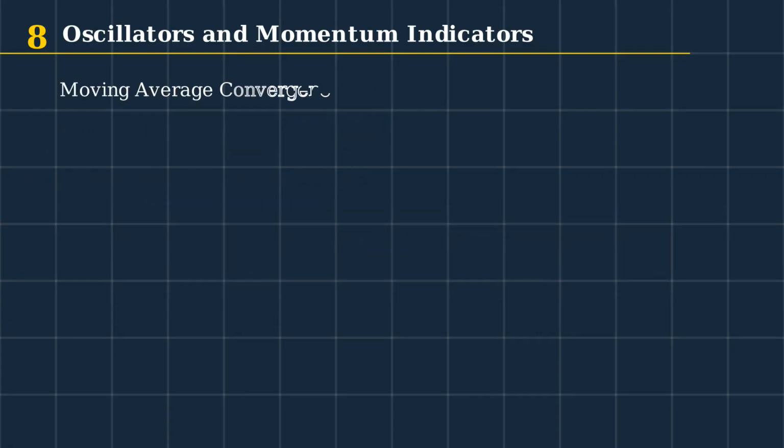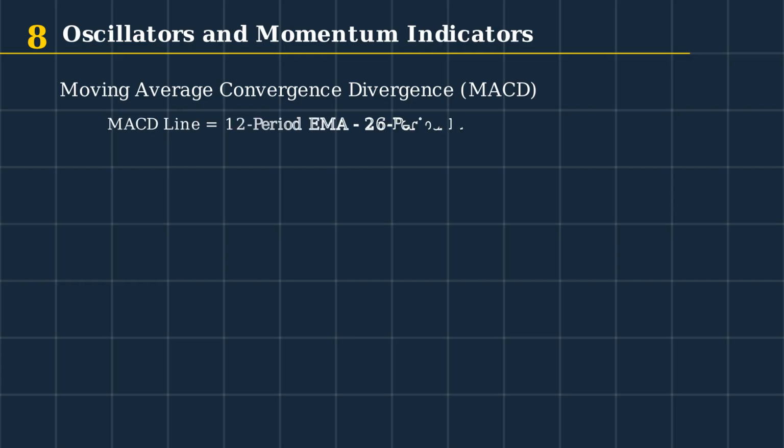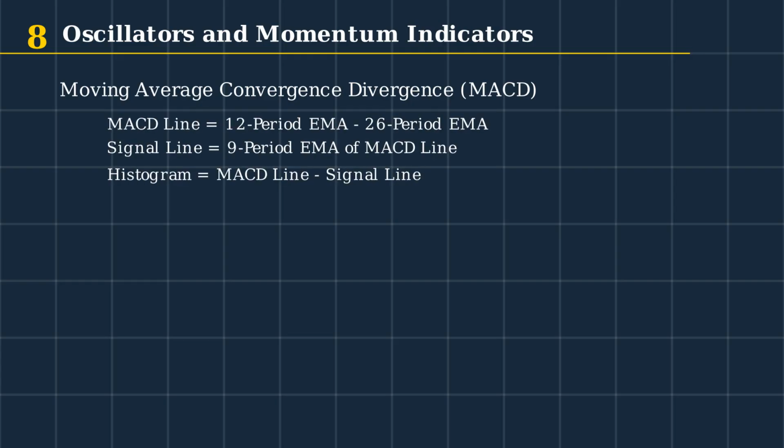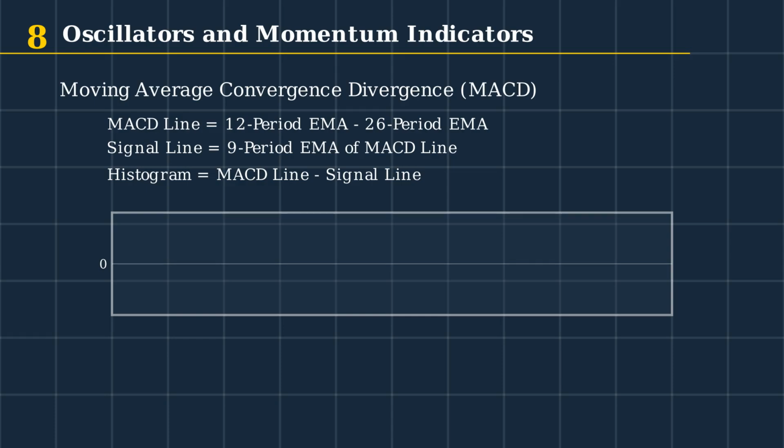The moving average convergence divergence, or MACD, combines trend following and momentum elements to identify potential entry and exit points. MACD consists of three components: the MACD line, which is the difference between 12 and 26 period EMAs, the signal line, a 9-period EMA of the MACD line, and the histogram, which visualizes the difference between the MACD and signal lines. Unlike RSI and stochastic, MACD doesn't have upper and lower boundaries.